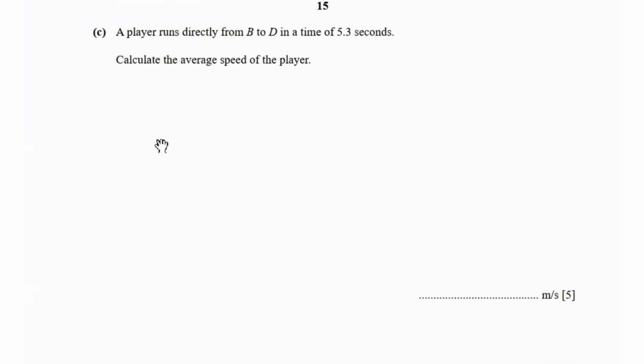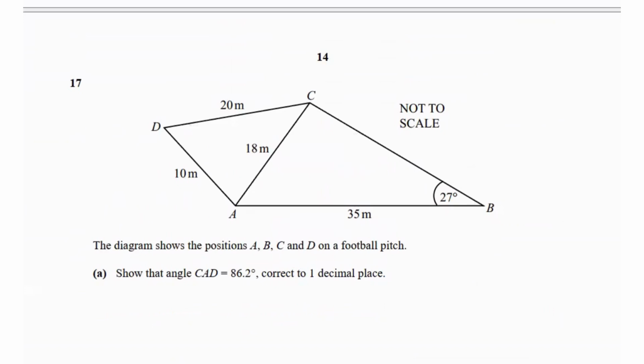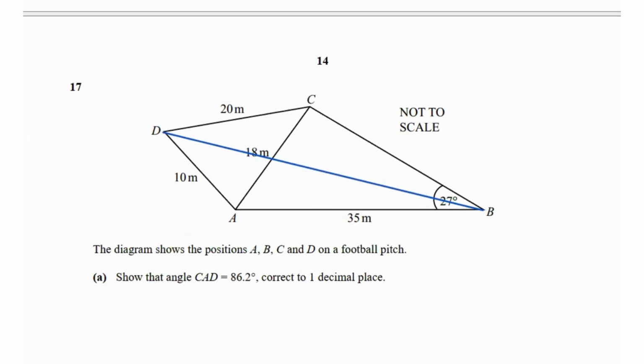Then it says a player runs directly from B to D in a time of 5.3 seconds. Calculate the average speed of the player. Point B to D, if he's running directly, so that's this. So we need to find this distance. To find the distance of BD, if you notice, ABD is making a triangle. And in that triangle, we have two lengths. I need to figure out this angle of A so that we can use that to find the length of BD using the cosine rule.